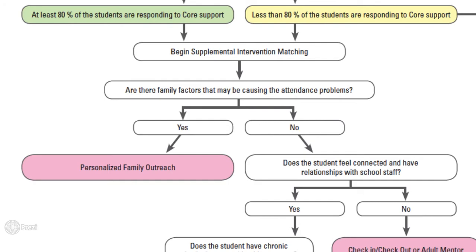And if the answer to that is yes, we come to our first standard protocol, which would be a personalized family outreach. So we'll learn more about that in the module, but that may be a set of letters or a home visit or a phone call, but a systematic way that we have some family outreach to address that if it's a family concern.